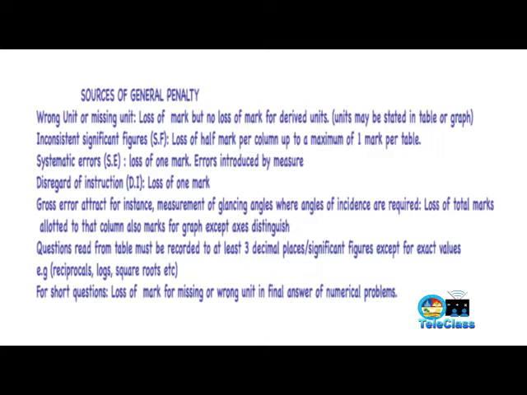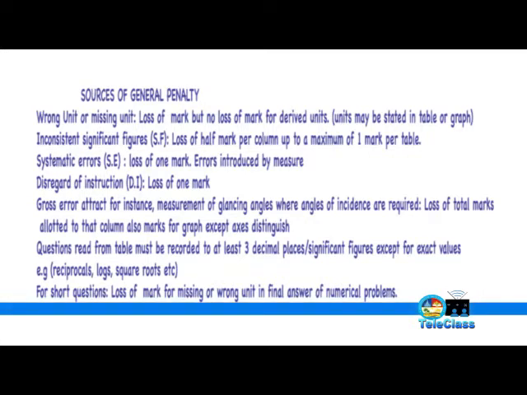The same thing, if that column, you are supposed to put it to 2 DPs, and you are writing it to 1 DP, and your values are correct. The values are correct, quite all right. But because it's not to the decimal point that is required by the examiner, you will fail it. You score 0 for nothing, right? So, inconsistent significant figure or decimal point attracts loss of half mark per column and to a total maximum of 1 mark per table.